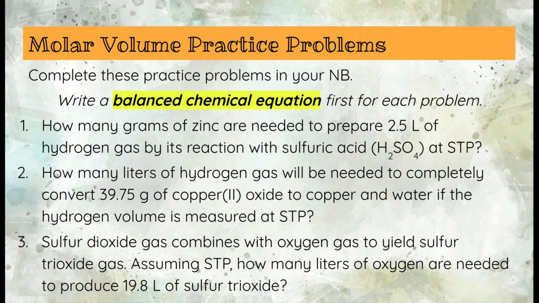You are going to need to write a balanced chemical equation first for each problem. You'll notice each of these problems doesn't give you your chemical equation, but it does give you information about what your reactants and products are in that reaction. So your first step is to write a balanced chemical equation for that reaction, and then solve for whatever it is you need to find. So you're going to try these 3 problems in your notebook, and we will go over them in class next week.